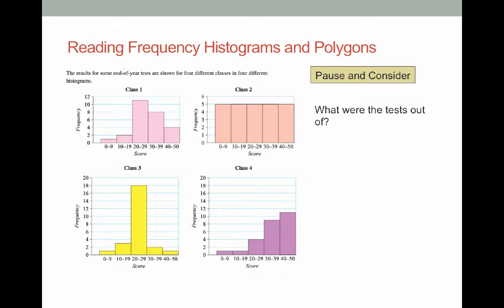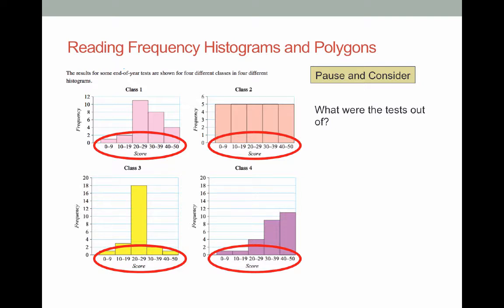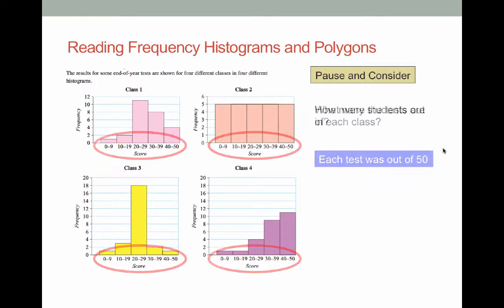Okay. If you look at the horizontal axis, it tells you what the scores will go up to. They range from scores from 0 all the way up to 50. Each column represents a group of scores. So everything from 0 to 9 is in the first column, and everything from 40 to 50 is in the last column. So these tests were all out of 50.